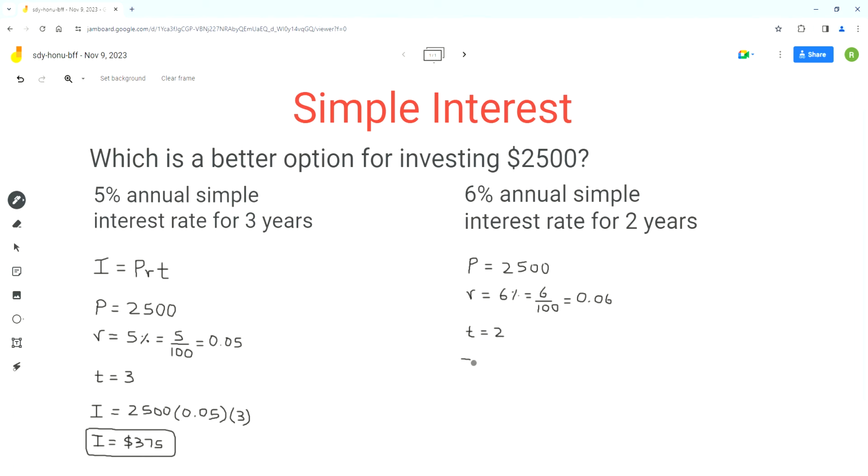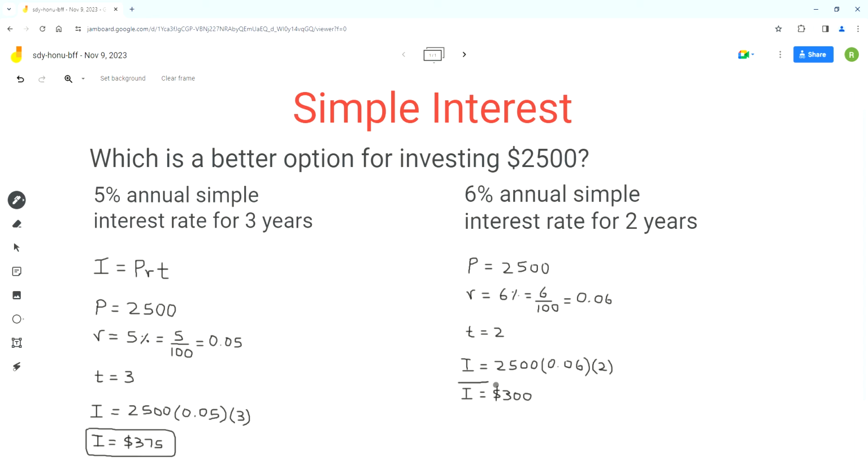Now we can substitute these values in the formula. So we get I equals 2,500 times 0.06 times 2. Now we can do the calculation in our calculator, and I got $300. That's the interest amount we'll earn.